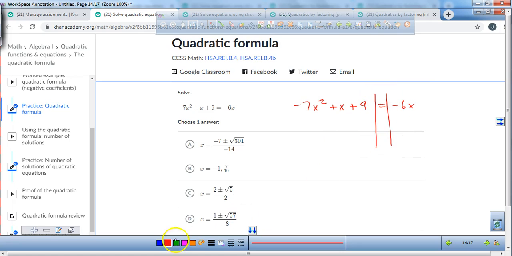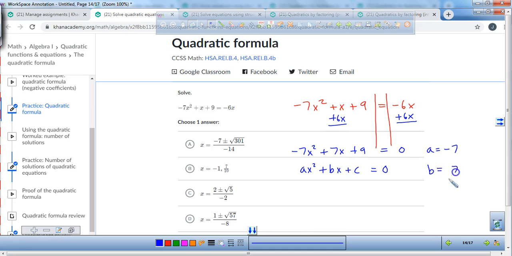So the first thing I'm going to do is add 6x to this side, and add 6x to this side. So here's what we have. We have -7x squared plus 7x plus 9 all equals 0. Now that puts us in the form that we can use, which is standard form. All right, and we can have our a value. Our a value here is going to be -7. Our b value here is going to be 7, and our c value right here is going to be 9.